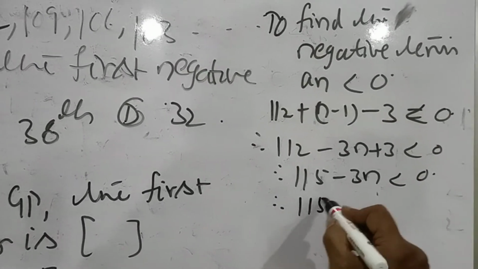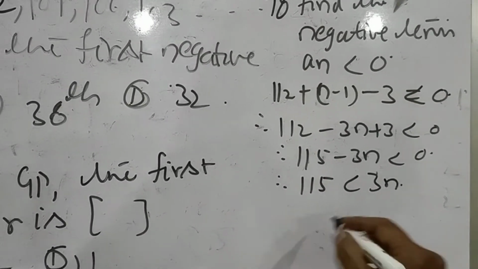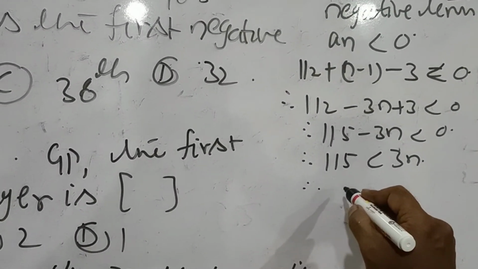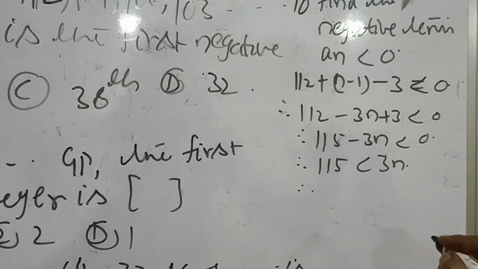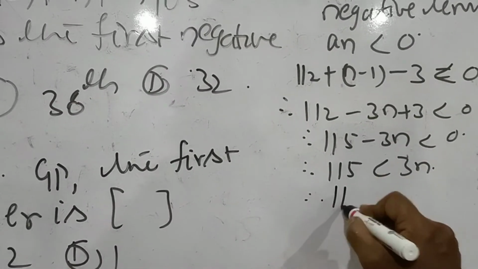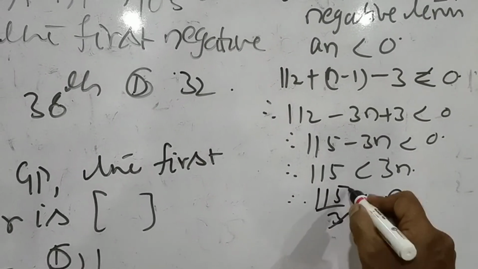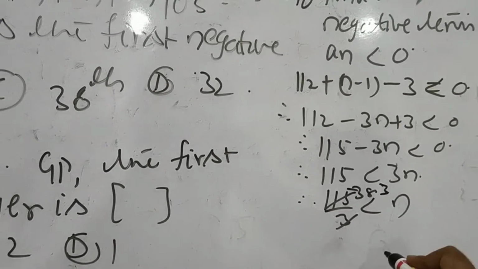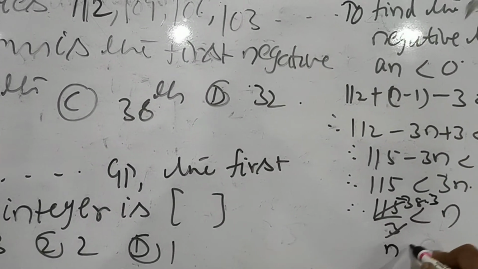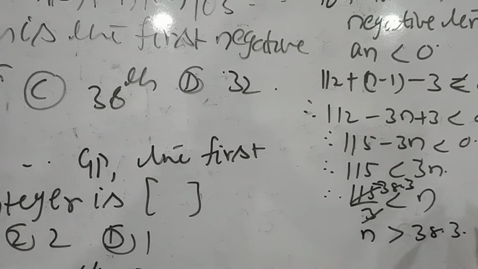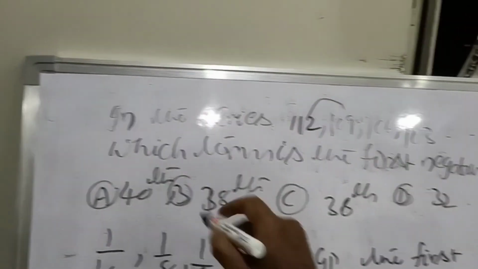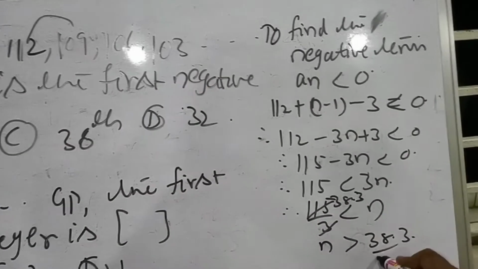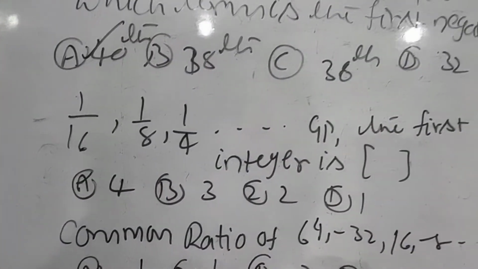So 115 is less than 3n. On dividing both sides by 3, 115 by 3 is less than n, so 38.3 nearly. So 38.3 less than n means n is greater than 38.3. So therefore for the term which is greater than 38, it is negative. Therefore the 40th term is there. So option is A. The first negative term is the 40th term.